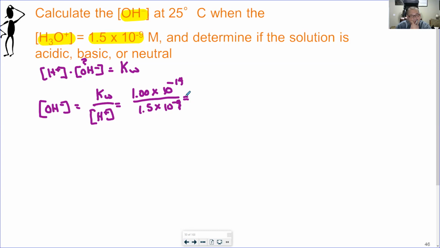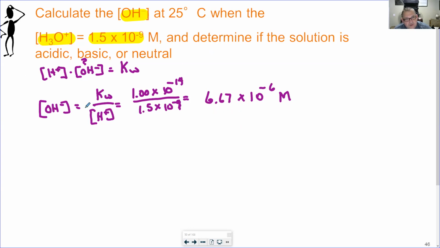Divided by 1.5 e to the minus 9, parentheses. All right, and when I divide that out, I think I get the right number. I get 6.67 times 10 to the minus 6th molar. So it's 6.67 times 10 to the minus 6th molar.